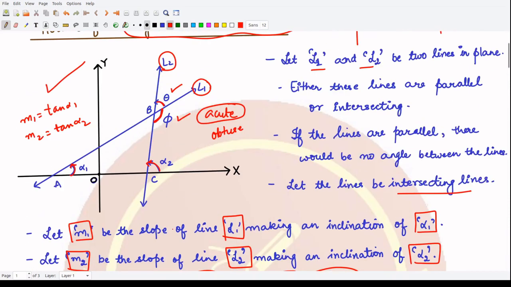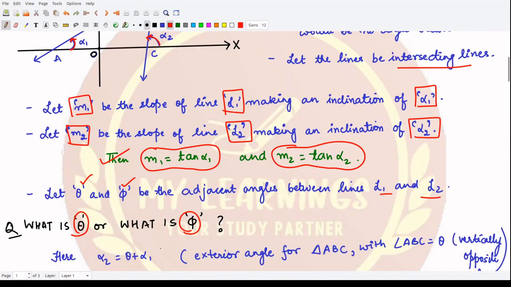Now in the figure you can see that this theta and this phi are lying on one straight line, hence they join together to give you 180 degrees. Hence you have theta plus phi is equal to 180 degrees, correct?